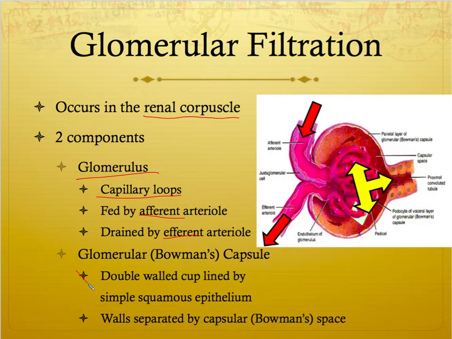This is a double-walled cup lined by simple squamous epithelium. And then in between these two walls is this capsular space or Bowman's space. This is where that fluid is pulled to. So blood comes through here, and water and fluids are pulled to the outside. This is that capsular space, which pulls the filtrate out, which eventually will become your urine.